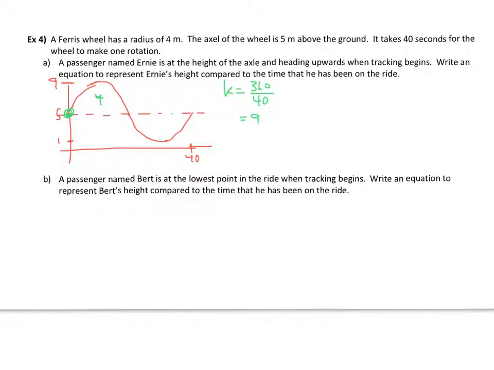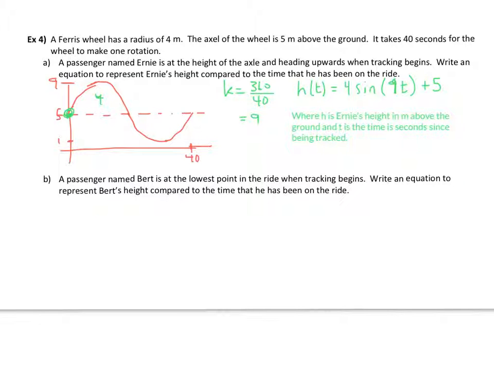Y equals, I'm not going to use y. I'm going to use h for height. So h, the height, based on time t in seconds, is given by the equation 4 for our amplitude, sine 9 is our k value to create the period of 40, t for time. I don't need a phase shift, and I'm going to put +5 because that's the axle of the wheel. That's the middle point, halfway between the maximum overall that Ernie reaches in height and the minimum overall that Ernie reaches in height. And then I'm going to define my variables here.